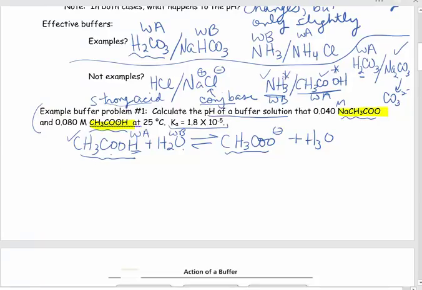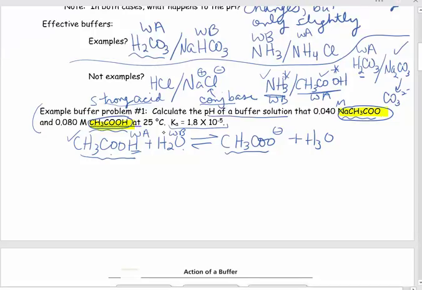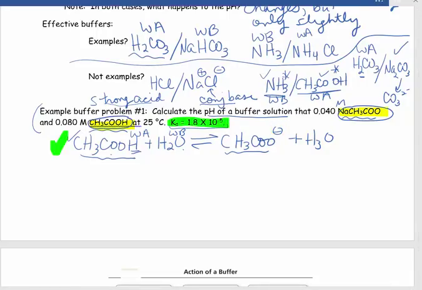Why did I start with the acetic acid rather than with the sodium acetate? It doesn't really matter. You can actually use either one in your problem and react it with water. However, it's convenient in this problem to pick the acid because I'm given the Ka. So remember, the Ka describes the reaction of the acid with water. So it's easier just to go ahead and use the acid.